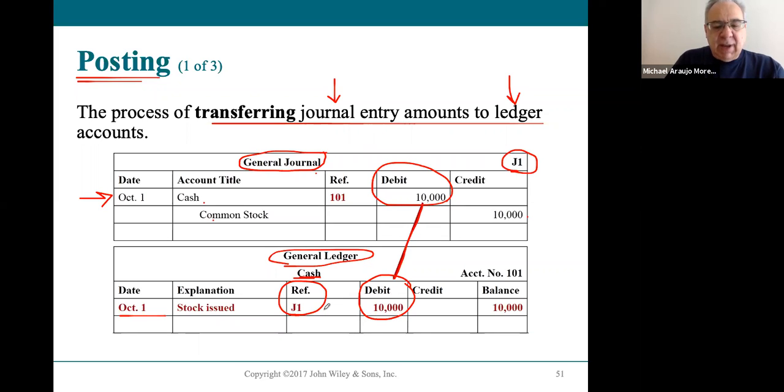So now we know. If you look at the journal, you'll see the reference number for the cash account is 101. That's simply the account number for cash on the company's books. And again, these are almost always filled in automatically. Actually, everything is filled in automatically when you set up your accounting software. But you won't really see these on your homework. But that's what that reference column is about.